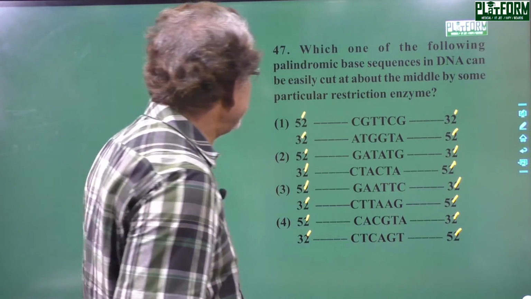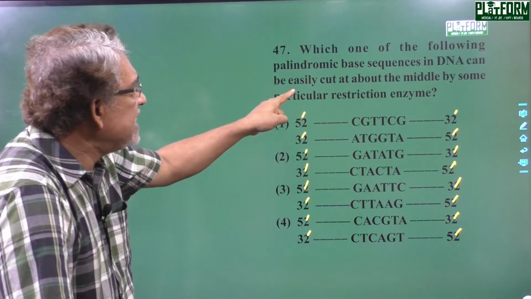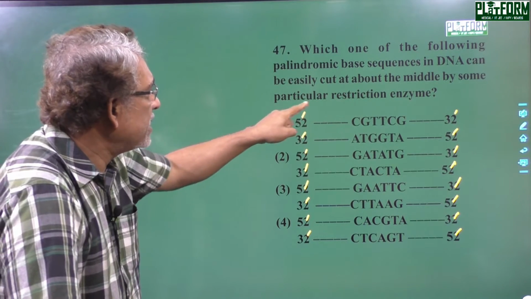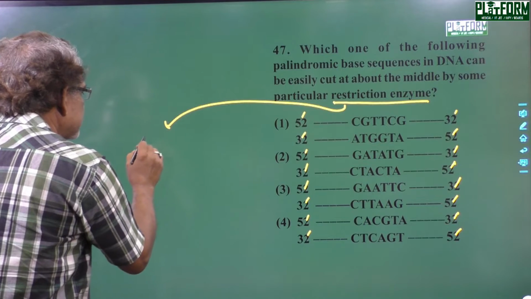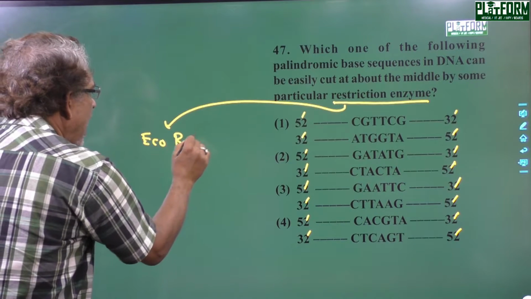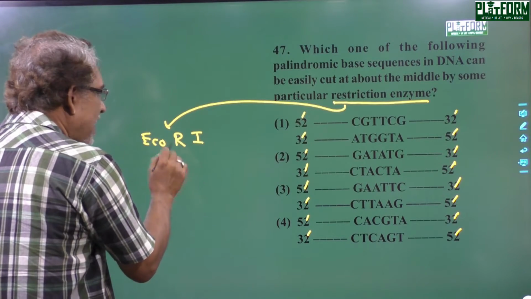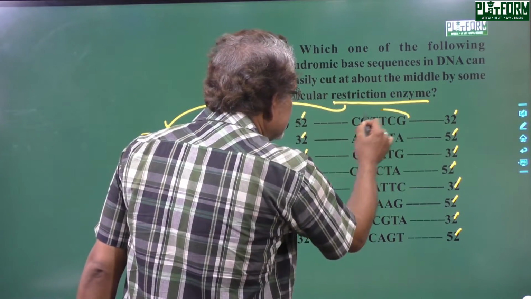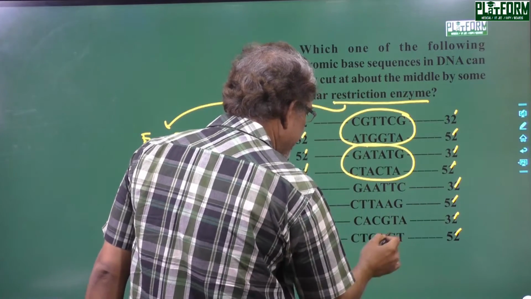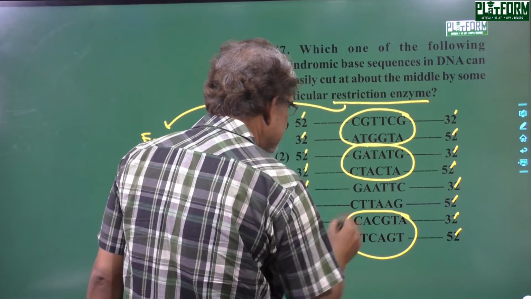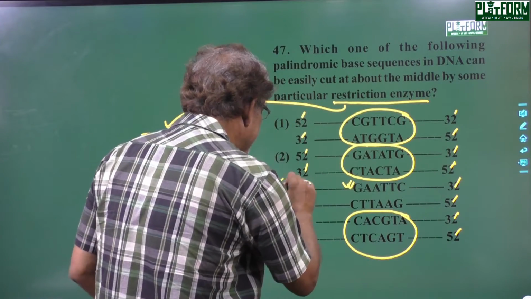In question number 47, which one of the following palindromic base sequences in DNA can be easily cut at about the middle by a particular restriction enzyme? Restriction enzyme means EcoRI, and EcoRI cuts the palindromic sequence. Here this is not a palindromic sequence, this is not, this is not. Here the palindromic sequence is GAATTC. So the answer is definitely 3.